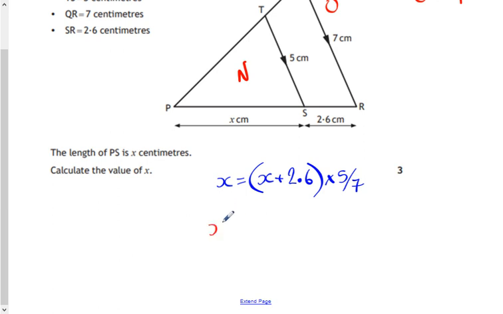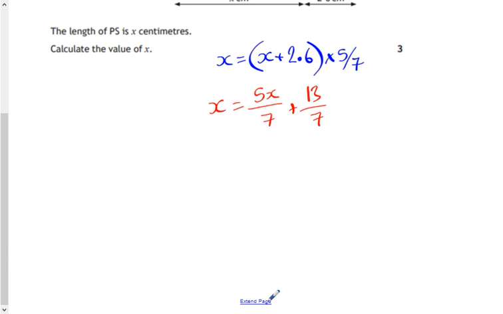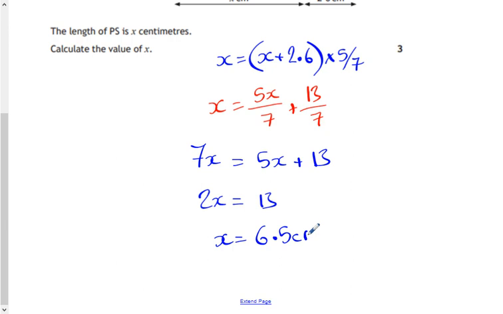So we get then that x is equal to 5x/7 plus 2.6 times 5, which is 13/7. Multiply through by 7, and we get then that 7x equals 5x plus 13. Taking the x to the left-hand side, we get 2x is equal to 13. So x must be equal to 6.5 centimeters. Just halving our 13.